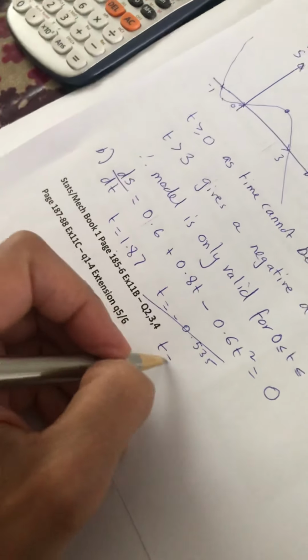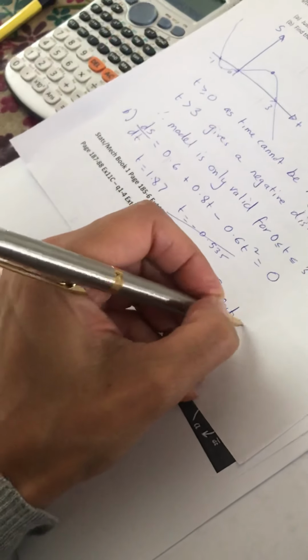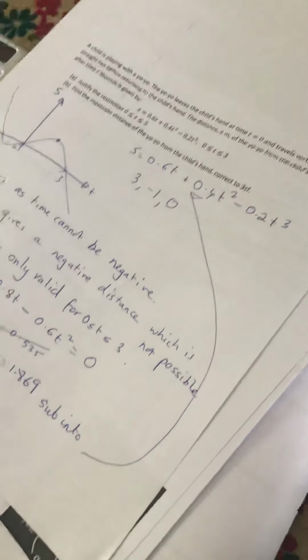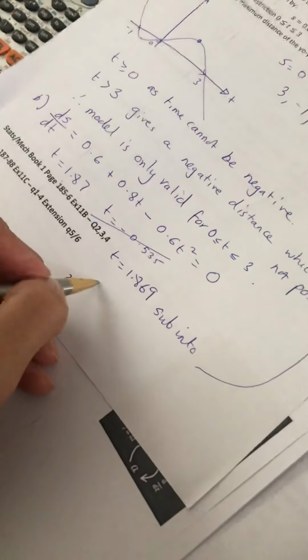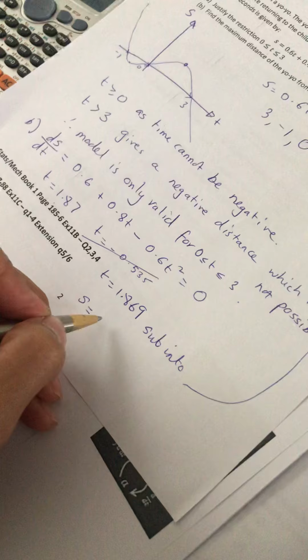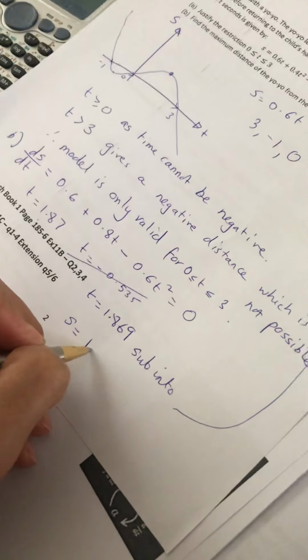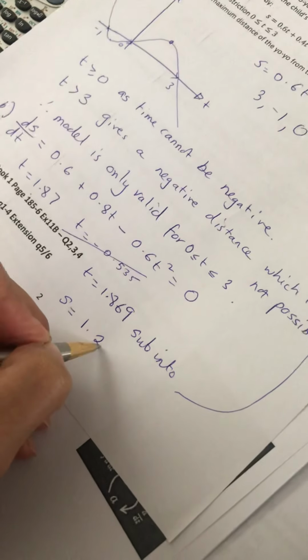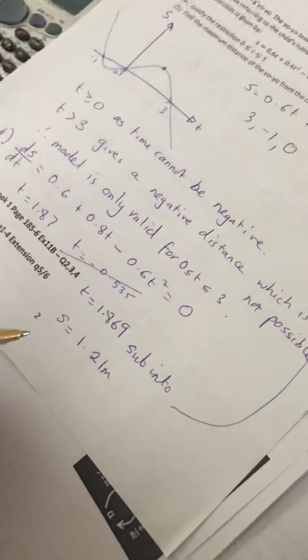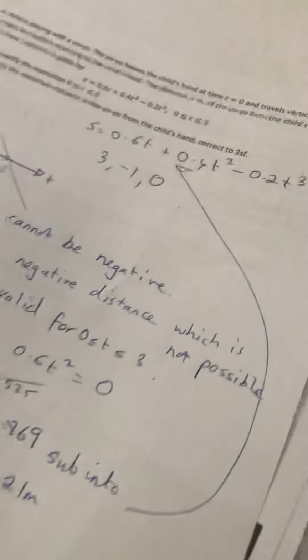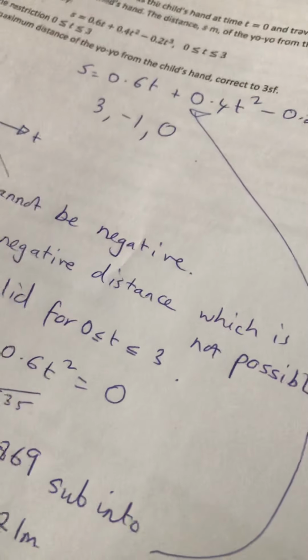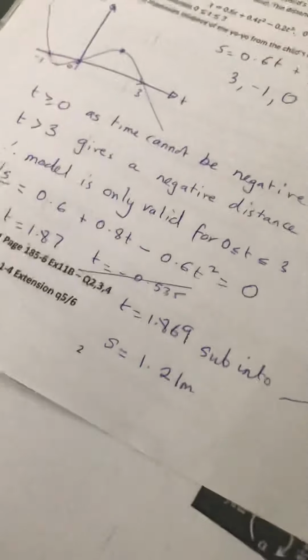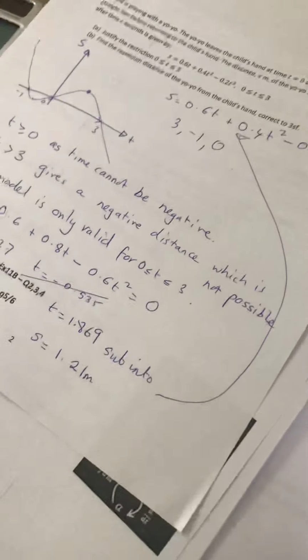So t is 1.869, sub into that one there, and if you do that, you will get s equals 1.21 meters. I think that's right. I am going off the book rather than working it out myself. Yeah. So you could type it in, but to 3 significant figures you'd get that.